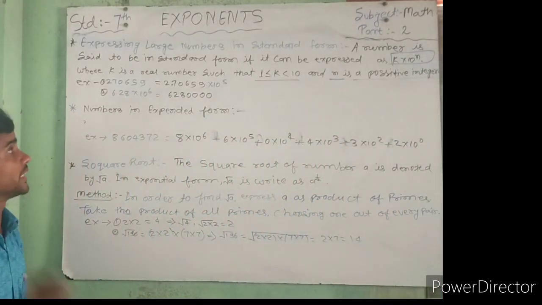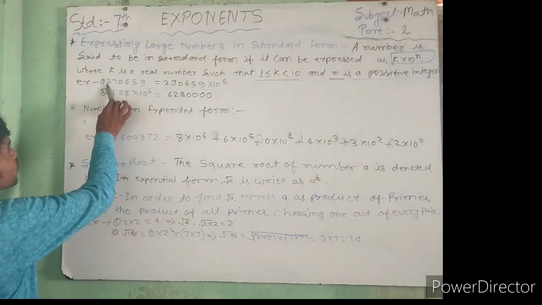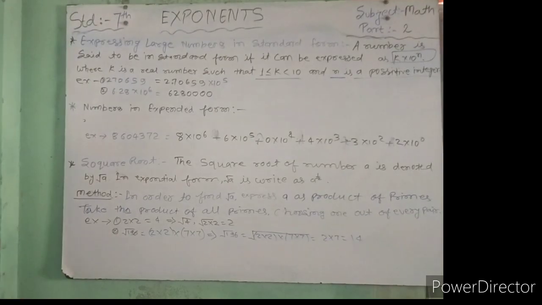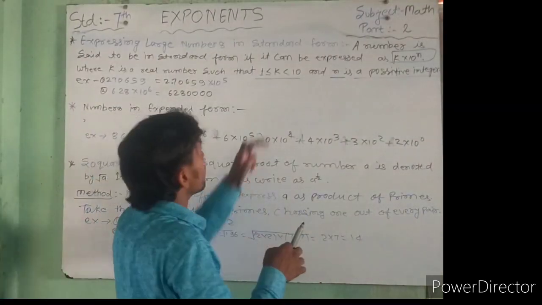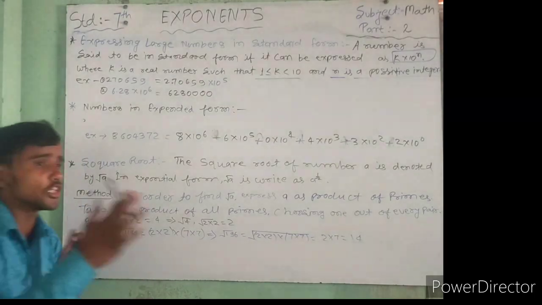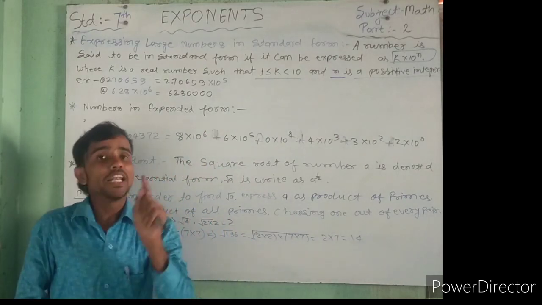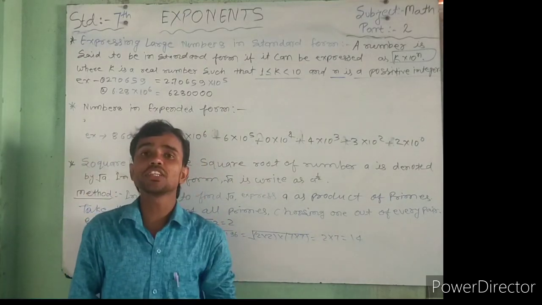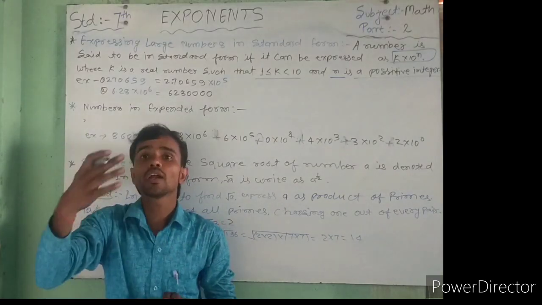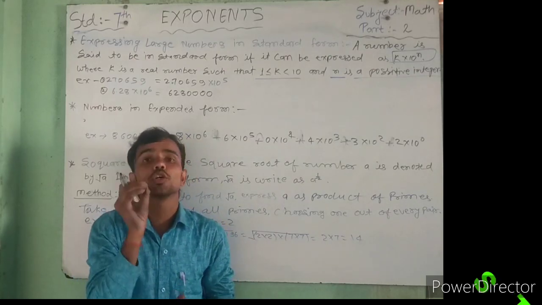Here n is a positive integer. Just like here, firstly you see the question: 2705659. So how to convert it into standard form with the power? Okay, my dear, firstly you count all the digits, and less one digit, that is the power of 10. After one digit you put the point.